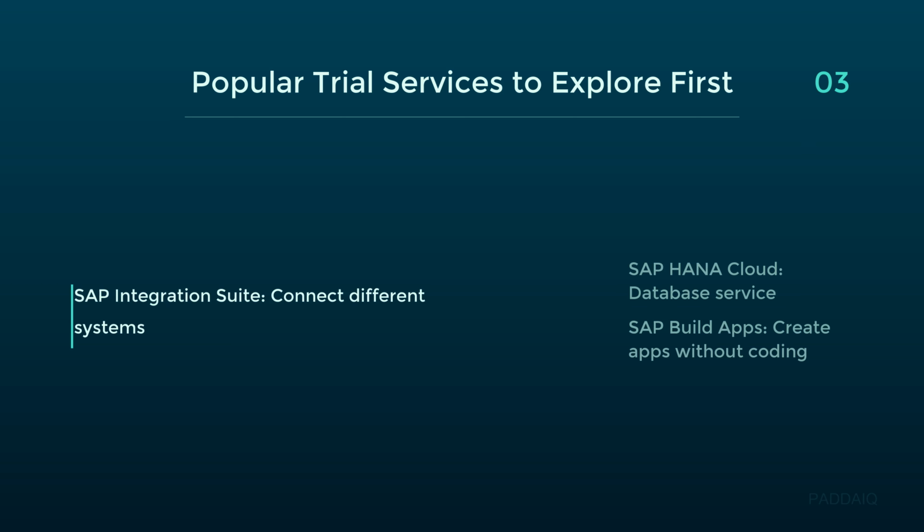SAP Integration Suite connect different systems. This service lets different applications and data sources communicate seamlessly, even if they are from different vendors or platforms. For example, it can link your e-commerce website directly to your SAP inventory system for real-time stock updates. This ensures your business processes flow smoothly without manual intervention.